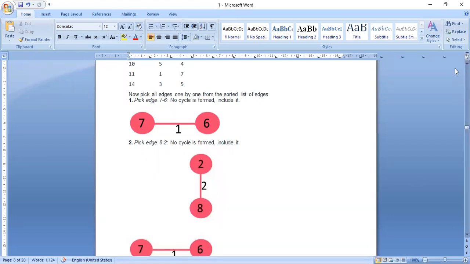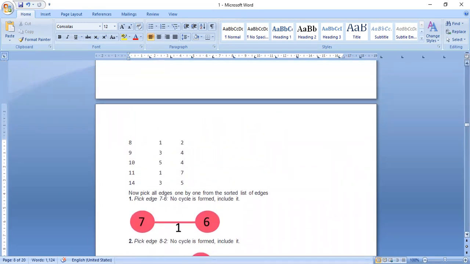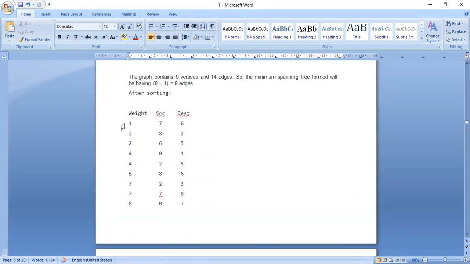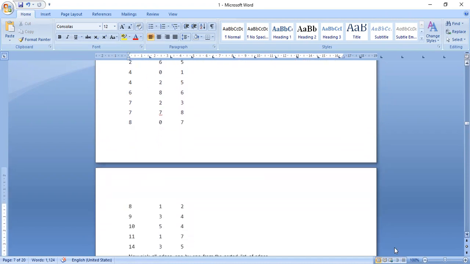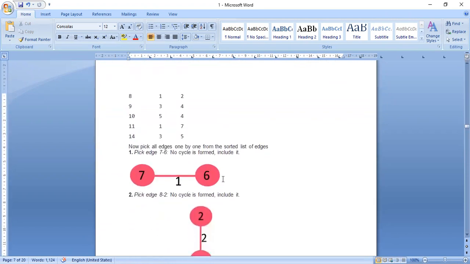Okay, see. So the first edge with minimum weight is what? 1. So here you can see the list. What is the weight? 1. What are the source and destination vertices? 7 and 6. And the edge weight is 1.